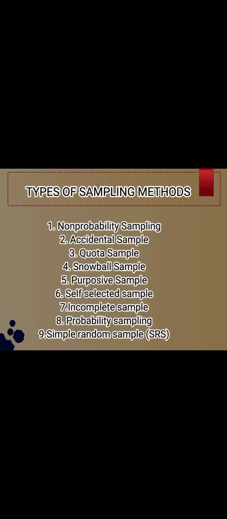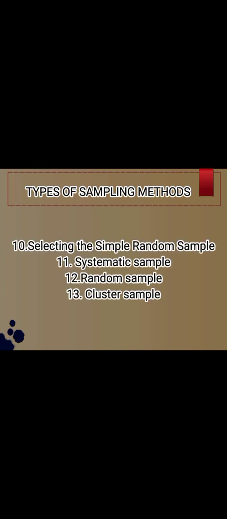Types of sampling methods. 1. Non-probability sampling. 2. Accidental sample. 3. Quota sample. 4. Snowball sample. 5. Purposive sample. 6. Self-selected sample. 7. Incomplete sample. 8. Probability sampling. 9. Simple random sample, SRS. 10. Selecting the simple random sample. 11. Systematic sample. 12. Random sample. 13. Cluster sample.